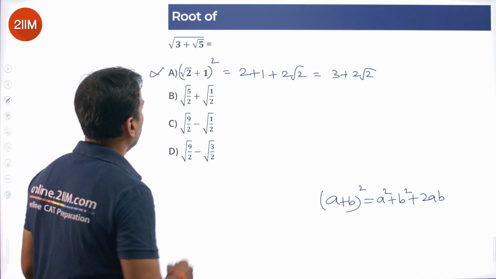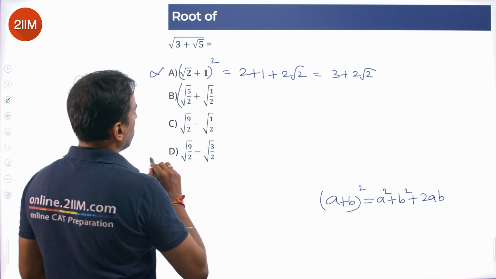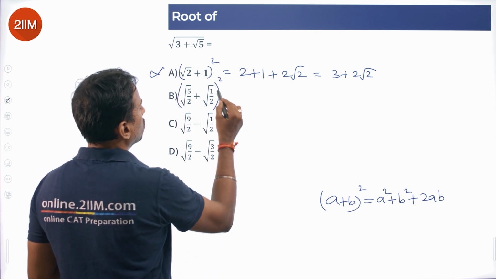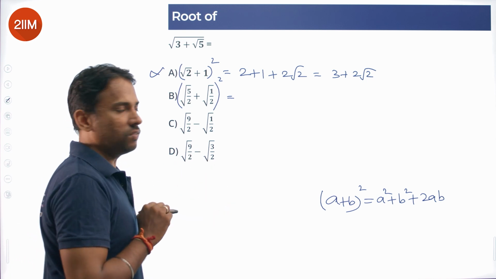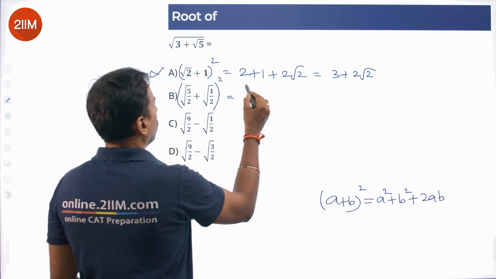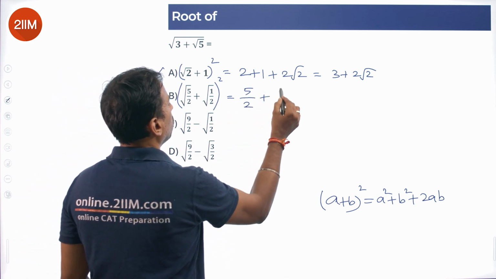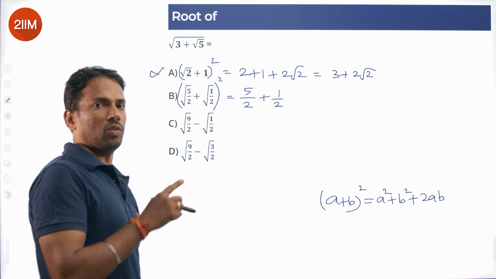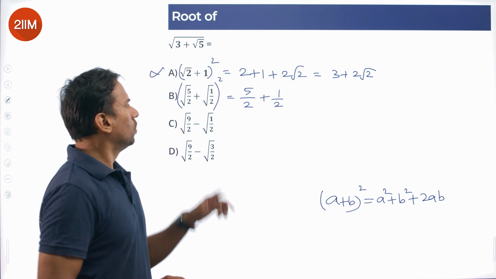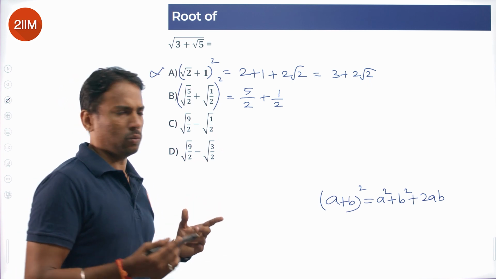B says root of 5 by 2 plus root of 1 by 2, the whole square. When we square it, we get this as 5 by 2 plus 1 by 2. Root of 5 by 2 the whole square is 5 by 2. Root of 1 by 2 the whole square is 1 by 2.